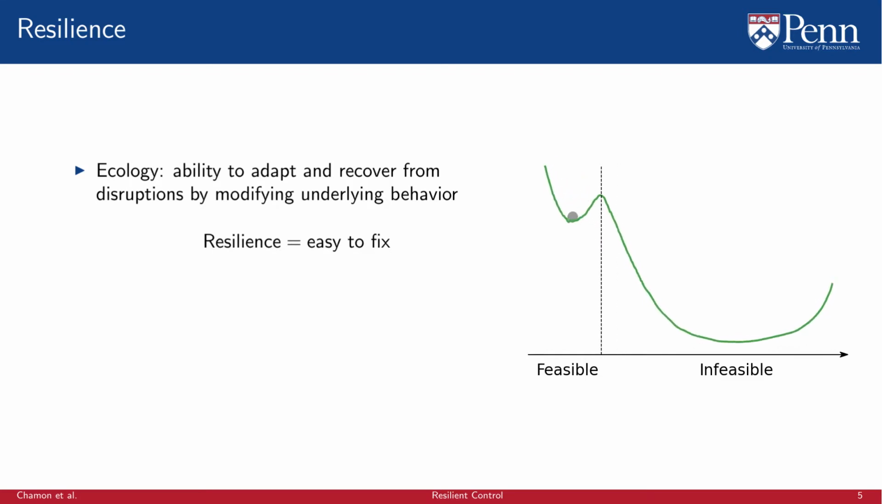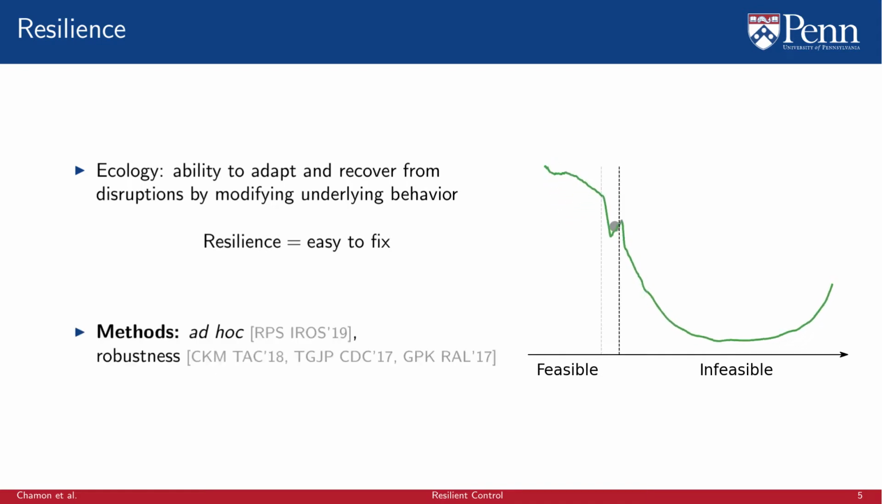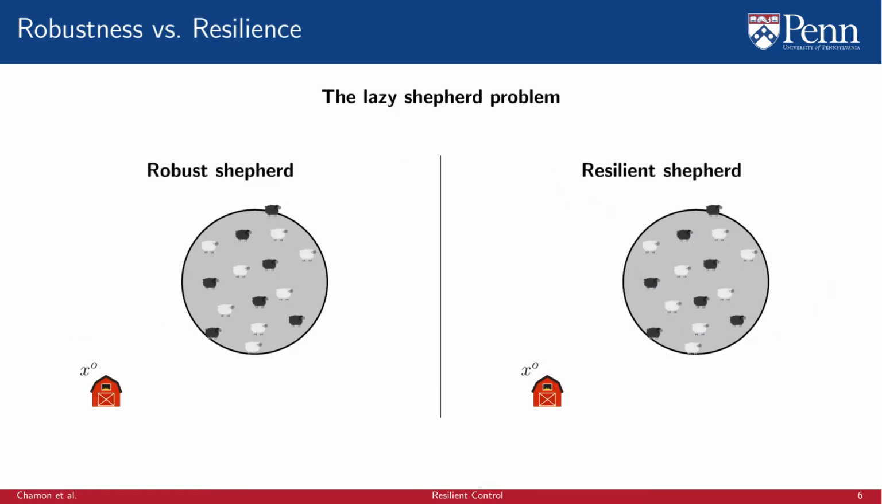Now, contrary to robustness, there is no general theory of resilience in control. It is often achieved using ad hoc solutions, and in many cases, it is conflated with robustness. However, I want to stress that these are in fact strikingly different behaviors. So let's consider the slightly less cartoonish problem of the lazy shepherd. I said it would be slightly less cartoonish. I promise I'll get to some more realistic applications with drones towards the end of the video.